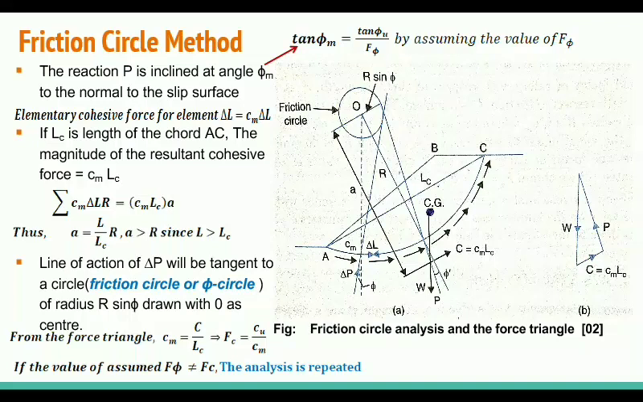So we will take another assumption and repeat the whole analysis again. We will assume a new value of F phi, see what value of Fc comes out, and check if both are equal. We repeat this analysis until F phi is equal to Fc, and once F phi is equal to Fc, our analysis is done.